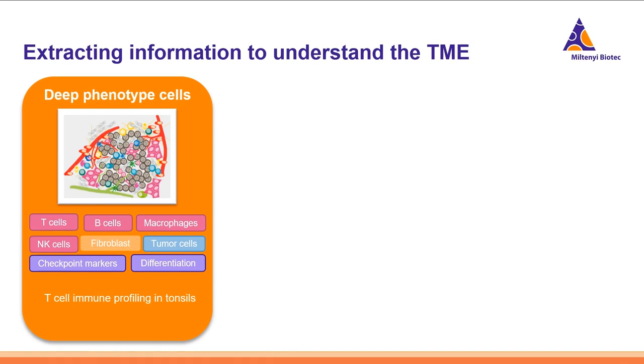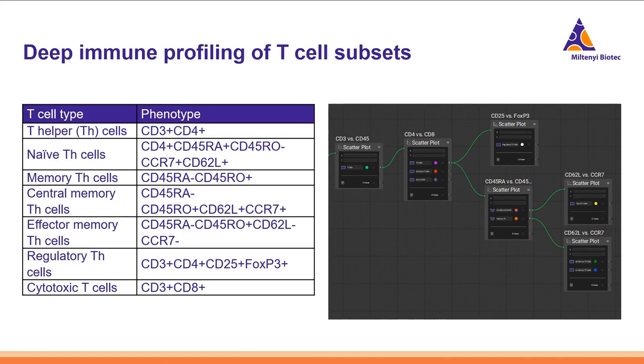So for this example, I'm showing immune profiling of different T cell subsets in tonsil. On the left-hand side, I've listed out how we define those different phenotypes or populations in terms of the presence or absence of certain markers. And on the right-hand side, I'm showing how we can break that down within our software, using scatter plots that you may even be familiar with from flow cytometry, to get to these populations.